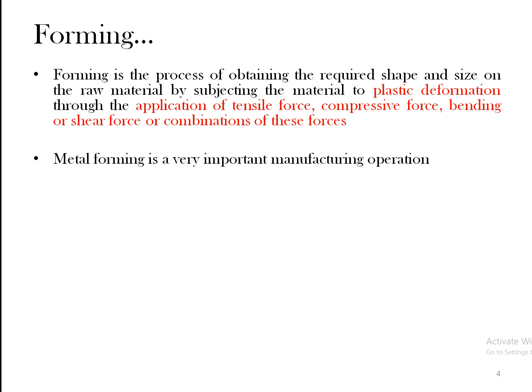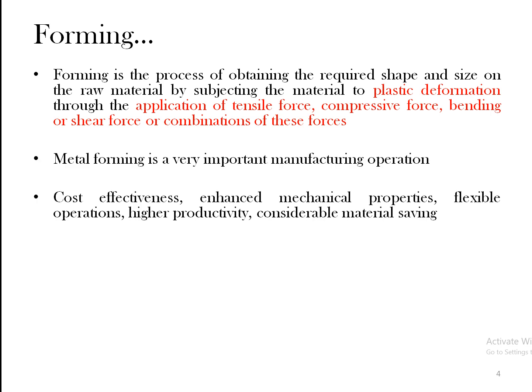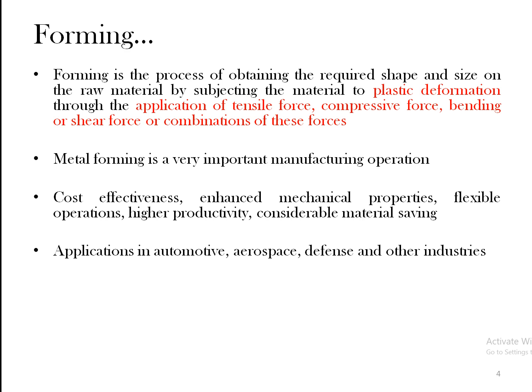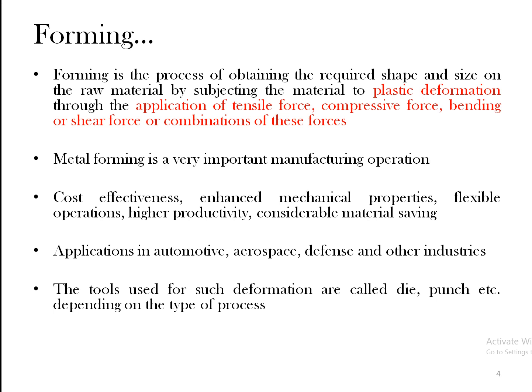It is a very important manufacturing operation because it is cost effective, you get enhanced mechanical properties, and the operation is flexible. You get higher productivity and more. One of the main applications of formed products is in automotive and aerospace industries, and they are also used in defense and other industries. Basically the tools used for a forming process are called die and punch.